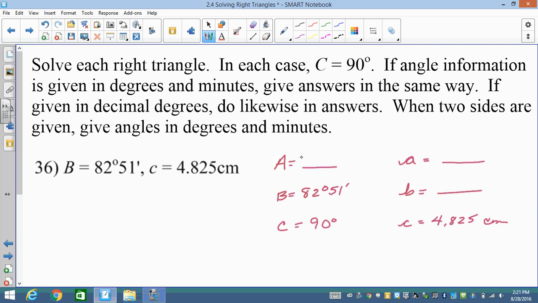Okay, as always, before anything, find angle A very quickly. So 89 degrees, 60 minutes, that's equal to 90. Subtract 82 degrees, 51 minutes, and we get 9 minutes. 89 minus 82 is 7 degrees. So 7 degrees, 9 minutes. And we should be looking at the fact that A is going to be significantly smaller than this guy. I should also point out that this is 4 significant digits, or 3 decimal places.